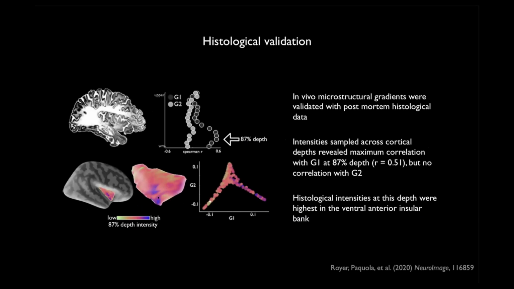We then harnessed the 100 micron BigBrain dataset to validate these in vivo gradients against histological measurements. We found that the anterior-posterior gradient followed changes in cytoarchitecture, with strongest correlations found in these deeper surfaces closer to the white matter boundary, which peaked at 87% depth. And we can observe that histological intensities at this depth were highest in the ventral anterior subregion of the insula, suggesting higher cell density and soma size in deeper layers of this primarily agranular region of the insula.